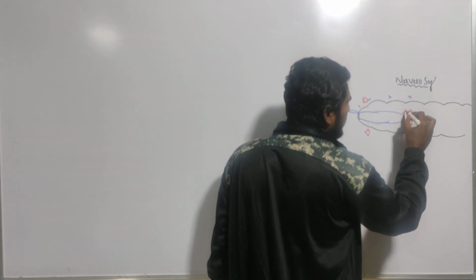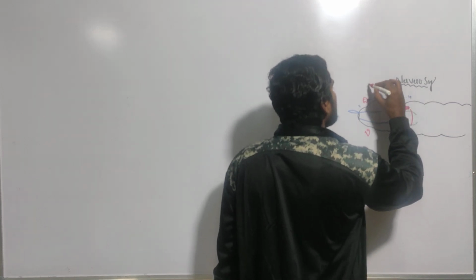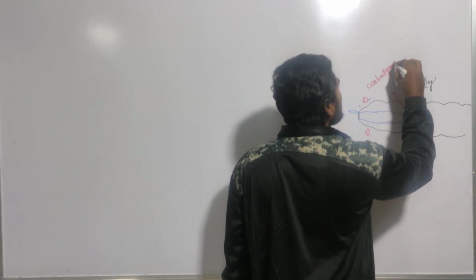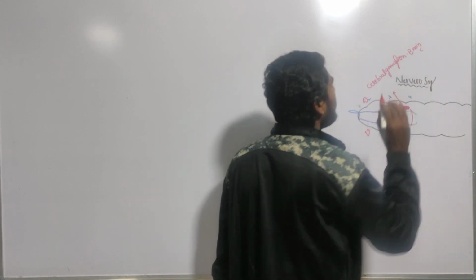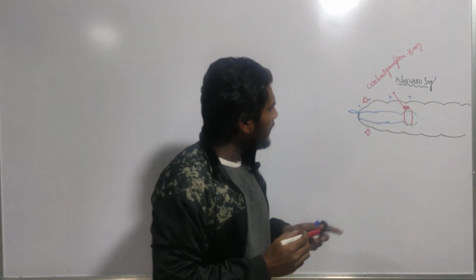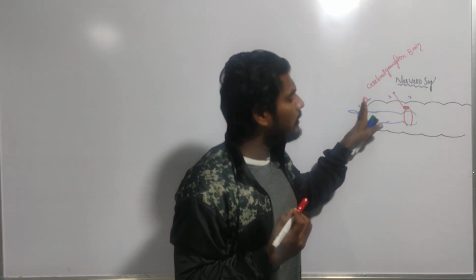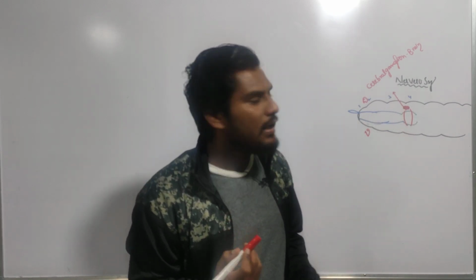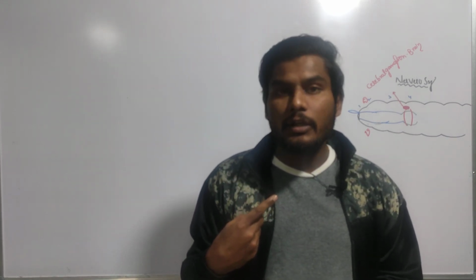This is the ring. And here there is a presence of the cerebral ganglion, which is acting as the brain. If you observe carefully, the cerebral ganglion is present on the dorsal surface. This ring is known as the nerve ring, and this nerve ring is enclosing the pharynx.